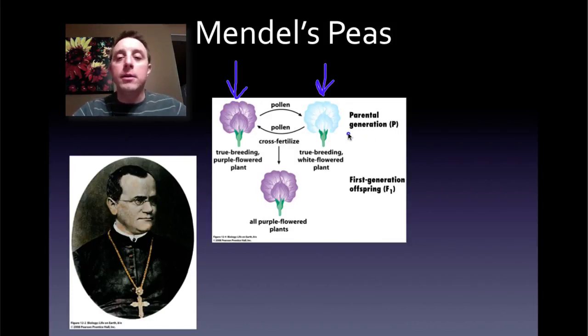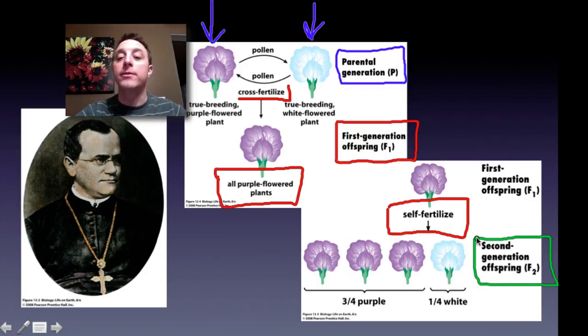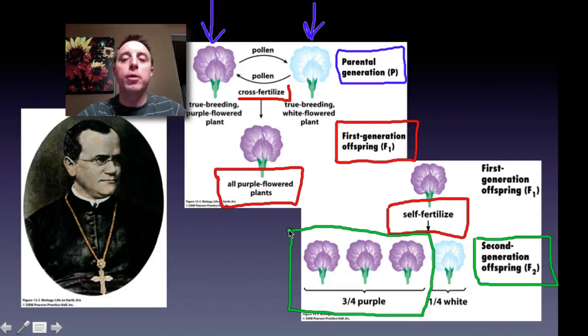And he called these purebred or true breeding plants. The experiments were to take two of these F1 plants and cross them. He allowed them to self-fertilize, or you can also think of it as taking one F1 plant and allowing it to self-fertilize. And this gave rise to what we call the second generation offspring, or F2 plants. And what he saw in the F2 was very, very interesting. He saw about 3/4 of the offspring were the purple color. Remember, both parents here are purple.